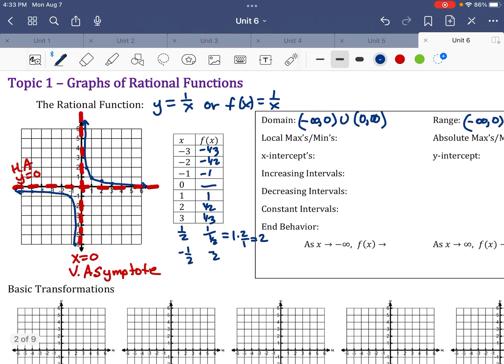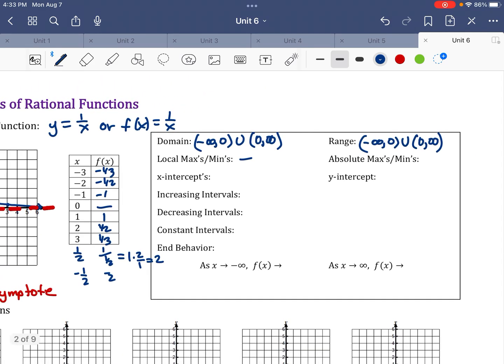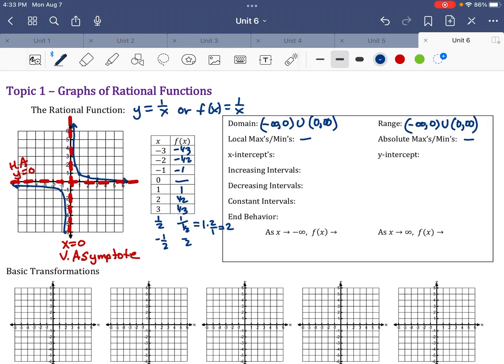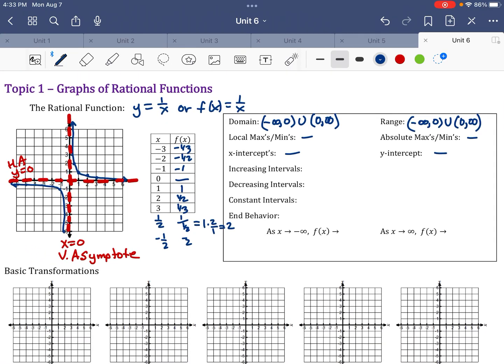All right, maxes and mins, none. Nothing stands out as a high point or low point. There's no x-intercept or y-intercept. So when this graph moves around, left, right, up, down, then some of these things start to happen. Increasing intervals. Let's follow this graph. It starts higher and then it goes down. Here it starts higher and it goes down. So this graph is always decreasing. It's decreasing from -infinity to 0, and then after 0 on.